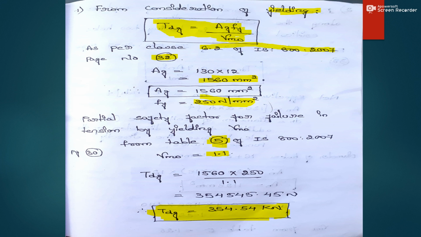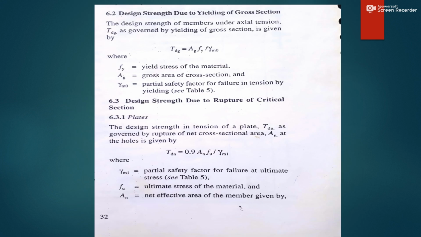So now what we need to do, we need to calculate same like second one and third one, rupture and block shear. Then we need to see the values and compare it, and which is the least, that will be the strength of the particular plate. So watch the video till the end so that you will be understanding clearly without missing anything. So moving to the second considerations, rupture. So as I have said, design strength due to yielding of gross section.